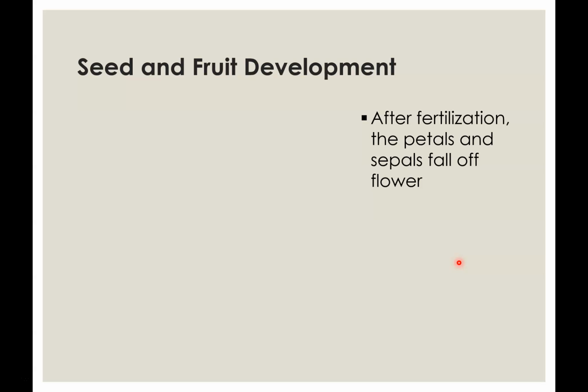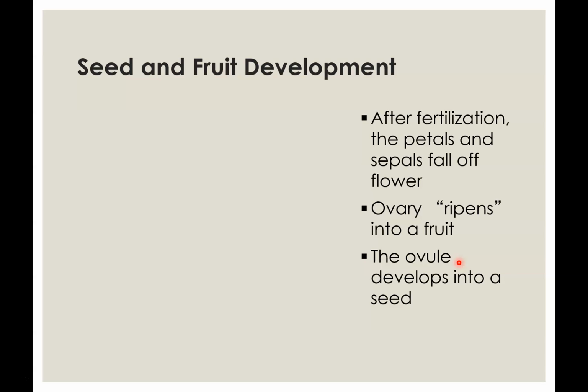Now, once the seeds are formed in the plant, we need to look at the seed and fruit development. So after fertilization has taken place, the petals and the sepals fall off the flower, and the ovary ripens into a fruit. Right? So the ovary, specifically the ovary walls, are going to become the fruit, and the ovule develops into a seed. So the ovule contains that embryo sac that we talked about before, and contains this group of cells, including the zygote and the endosperm.